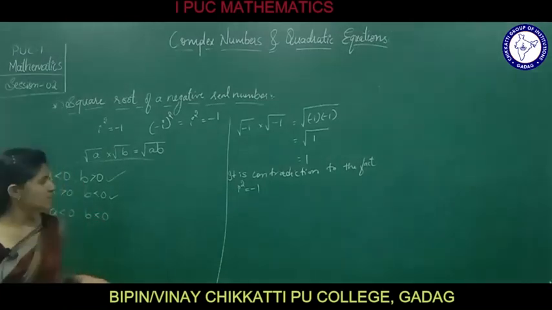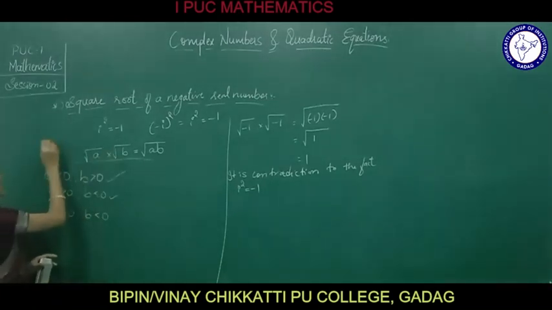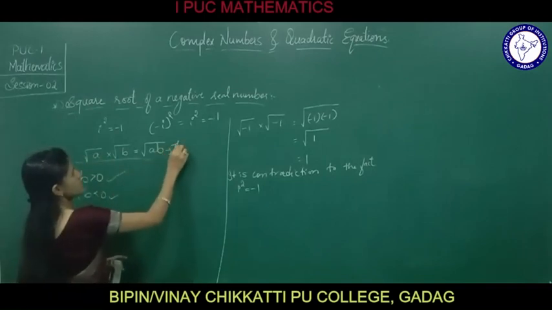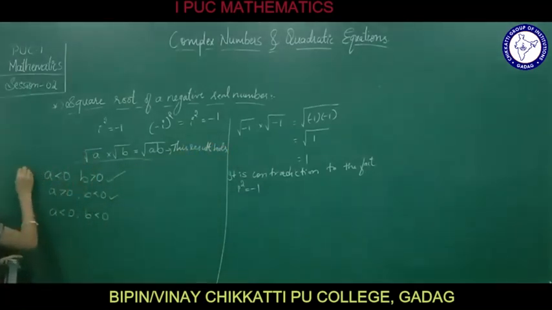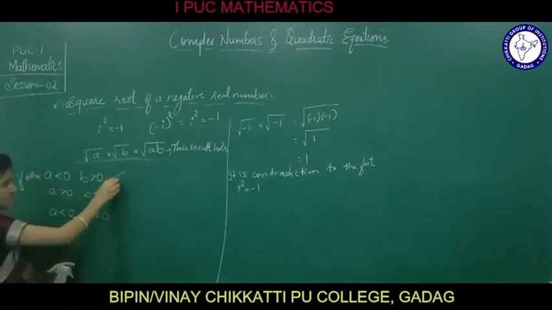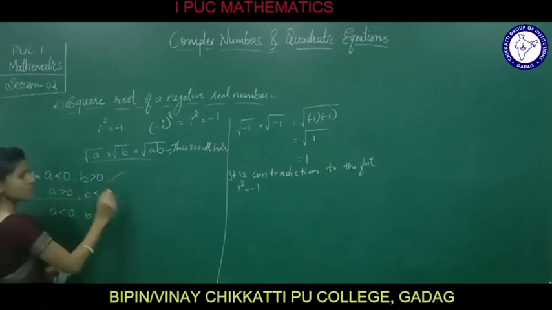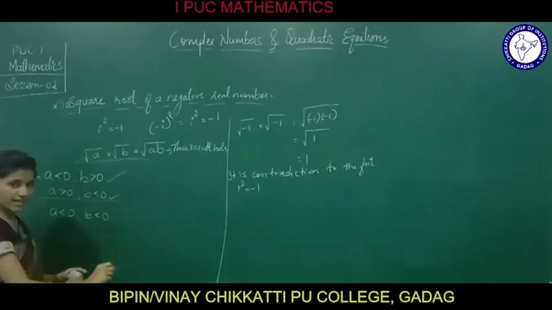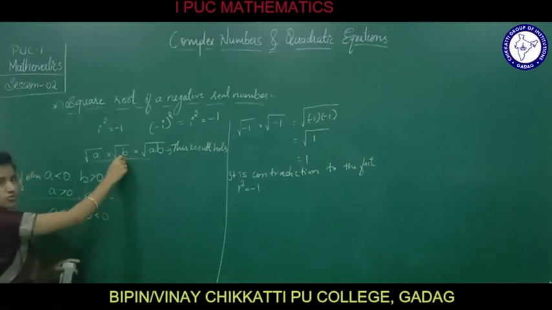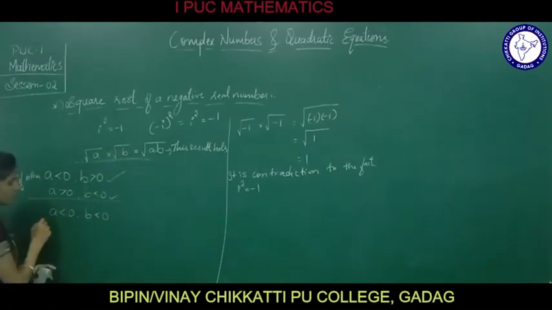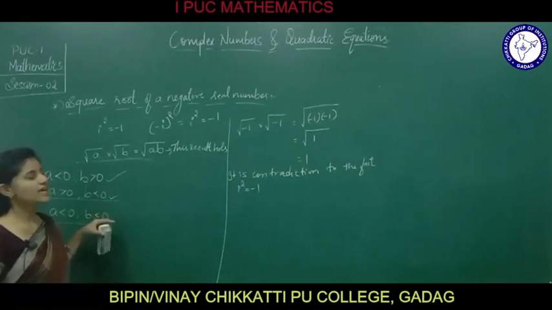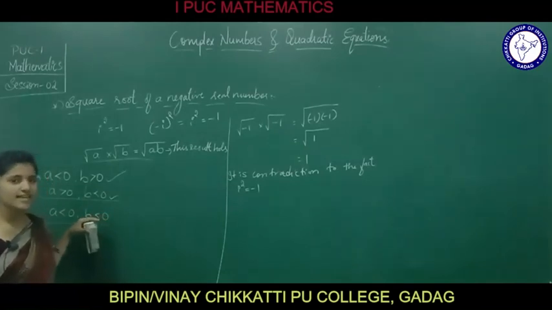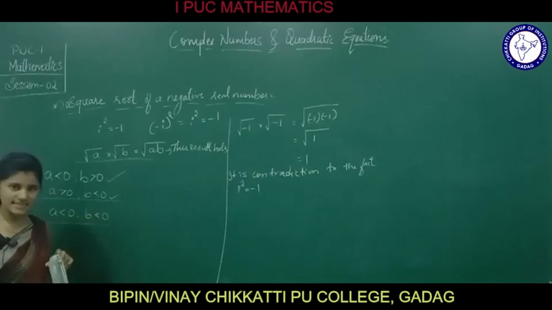We just have checked that this result holds when A is less than 0 or B is greater than 0, or if A is greater than 0 or B is less than 0. We wanted to check if this result also holds if both A is less than 0 and B is less than 0. This result did not hold good, or did not satisfy the condition for A less than 0 and B less than 0.